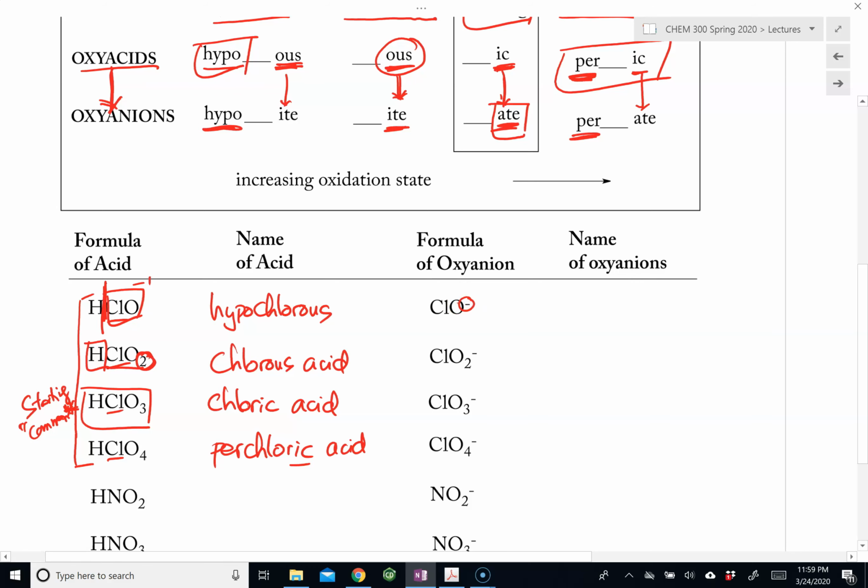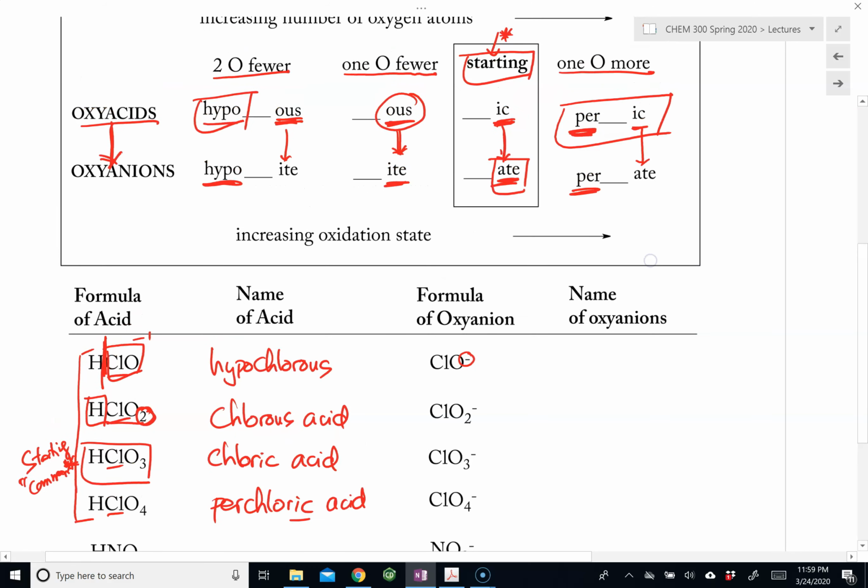And to now name this would be called the hypochlorite, because as follows: when an ous acid gives up the proton, then to name the corresponding oxyanion, we change the ous ending into the ite ending. So therefore this becomes hypochlorite.